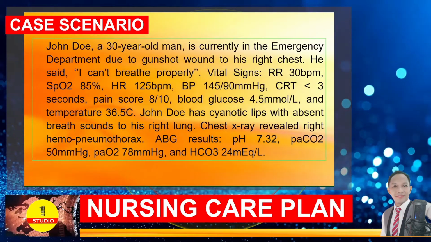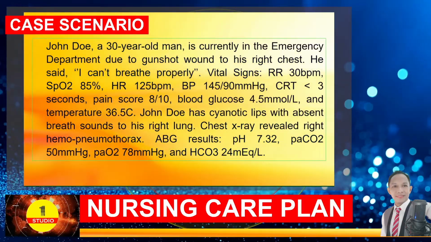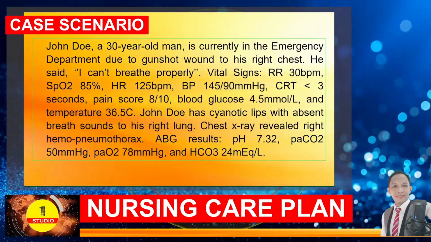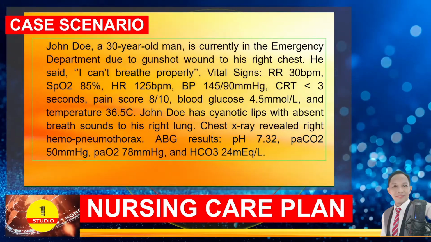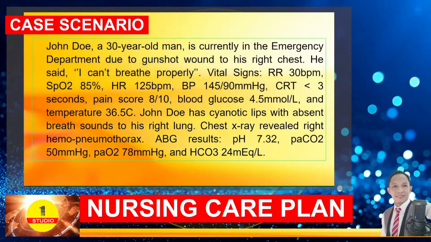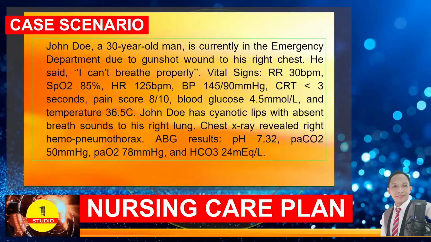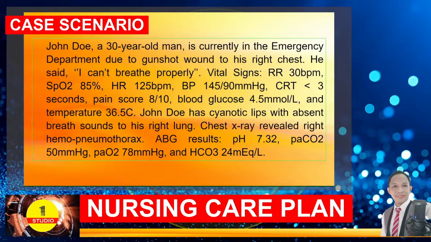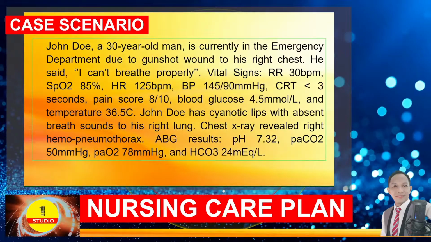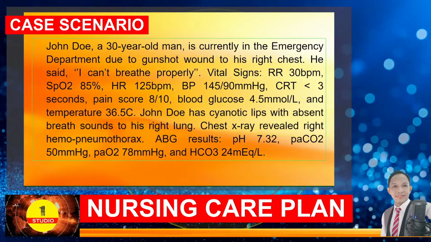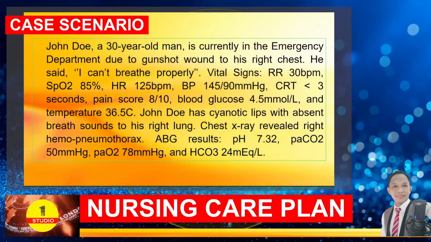Pain score 8/10. Blood glucose 4.5 millimole per liter. And temperature 36.5 degrees Celsius. John Doe has cyanotic lips with absent breath sounds to his right lung. Chest X-ray revealed right hemopneumothorax. ABG results: pH 7.32, PaCO2 50 mmHg, PaO2 78 mmHg, and bicarbonate 24 milliequivalent per liter.